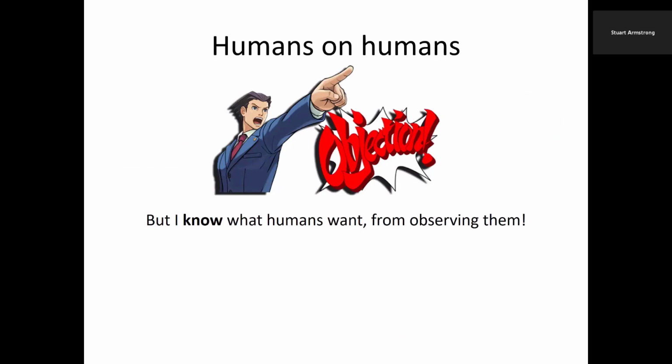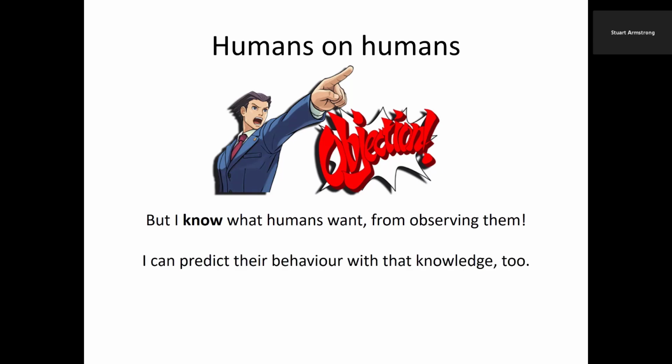And here, some people feel a natural objection. They say that they know what humans want from observing them. And we do. And even more damning, in a sense, is that our observation of human preferences allows us to predict their behavior. So this approach is vindicated by the outcomes. So what is going on? I've just said that this cannot be done.